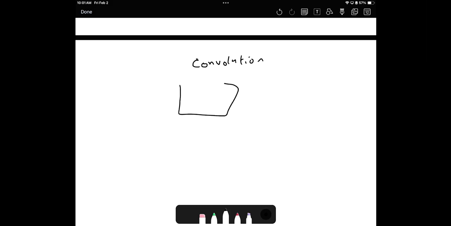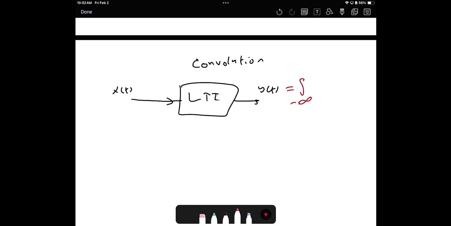So for any LTI system, and we know LTI is linear time invariant, when we have x of t, the output y of t for any LTI system, and for any input x of t, no matter what it is, will be the integral from negative infinity to infinity of x of tau, h of t minus tau, d tau, where h of t is the impulse response.